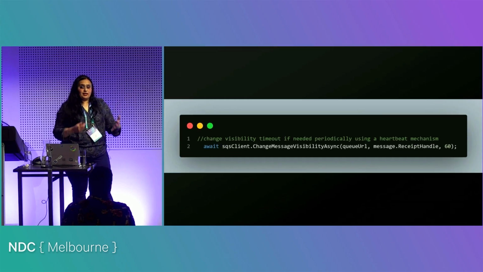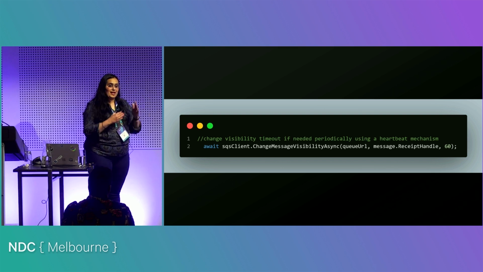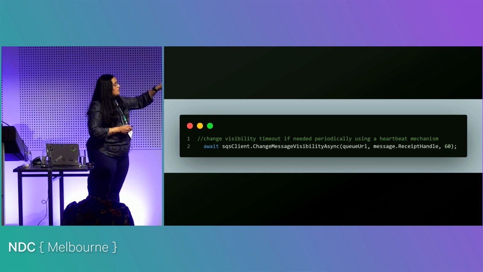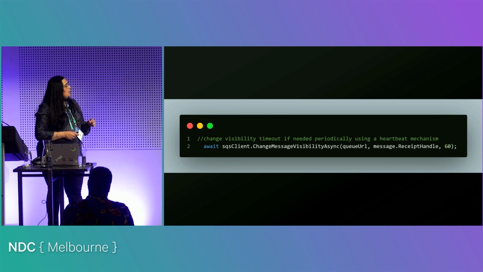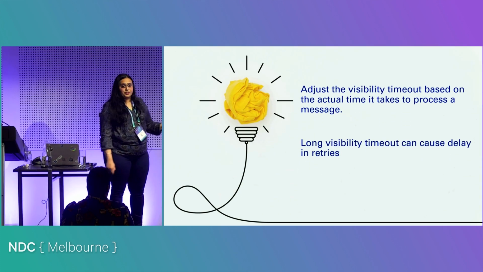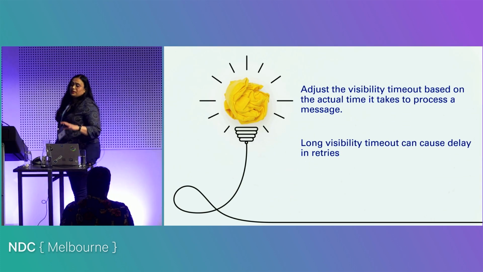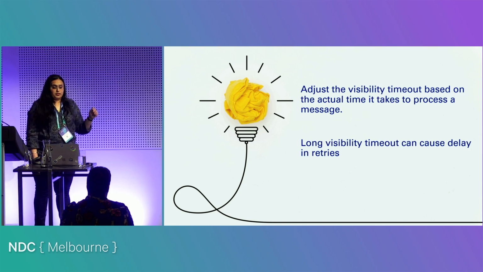And if you have legit consumers who want to keep track of how far the message has been processed, and you want to renew that period constantly or periodically, that would be the appropriate word, you can use the change message visibility async method to do that. So you would implement a heartbeat mechanism and keep renewing the timeout. But even then, you can go up to only 12 hours, not beyond that. So as a best practice, you have to make sure that you adjust your visibility timeout period based on the actual time it takes to process a message. And remember, a long visibility timeout can cause delay in retries.